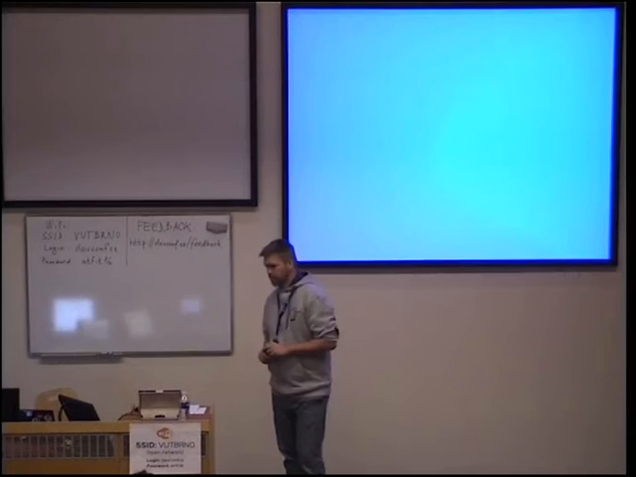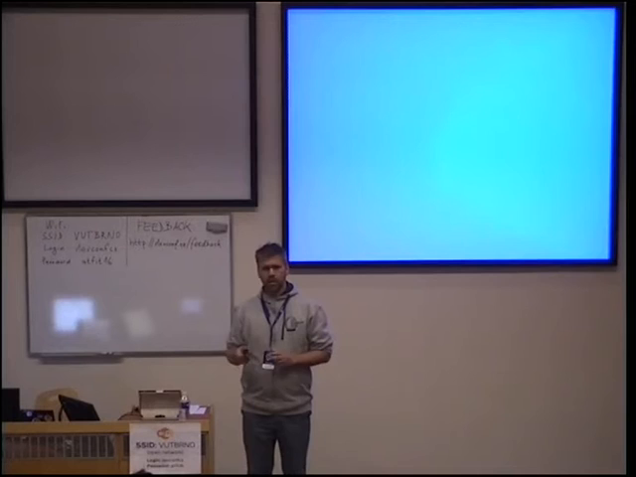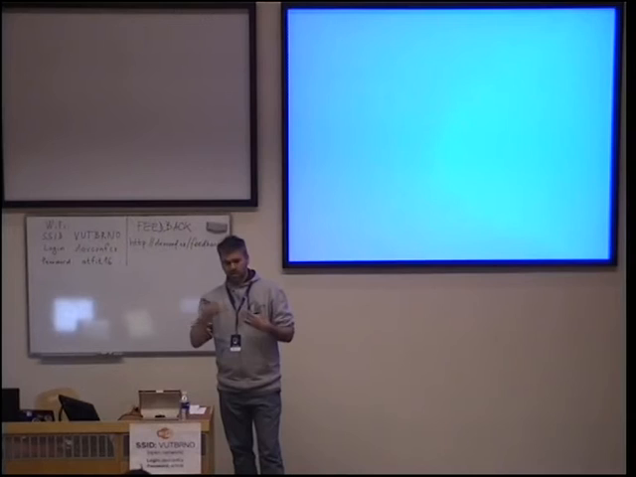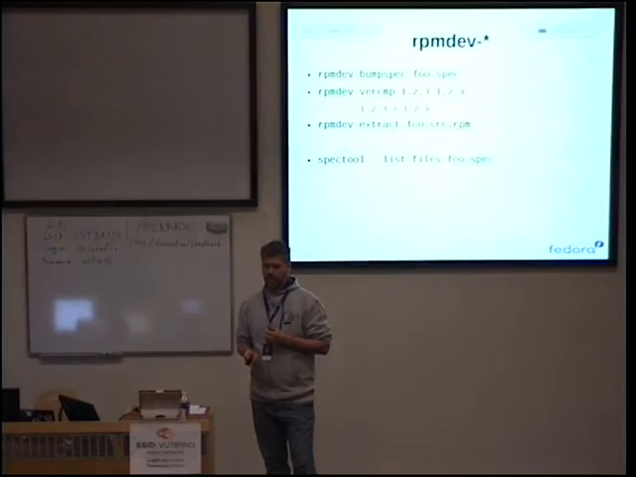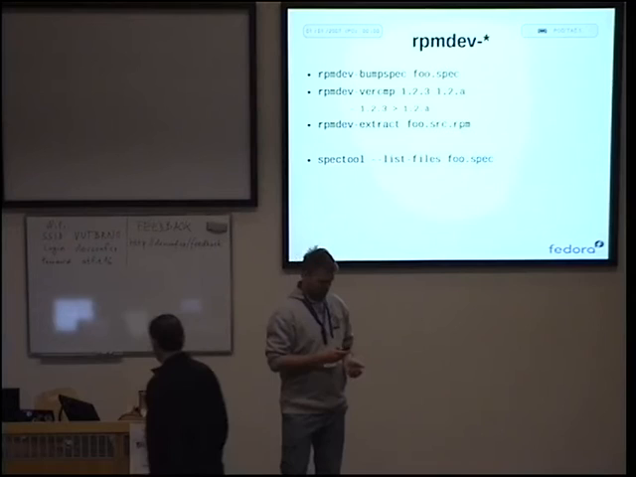rpmdev-vercmp compares versions, so when you struggle to know which version, which includes tildes or some other obscurities, is higher and which is lower, then run that and pass them as arguments, and it will tell you which one is higher from the RPM point of view.